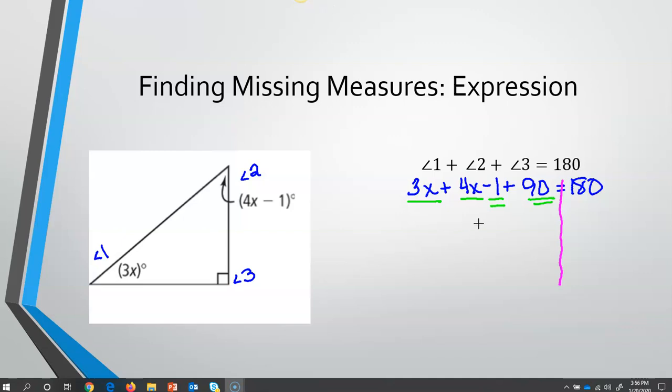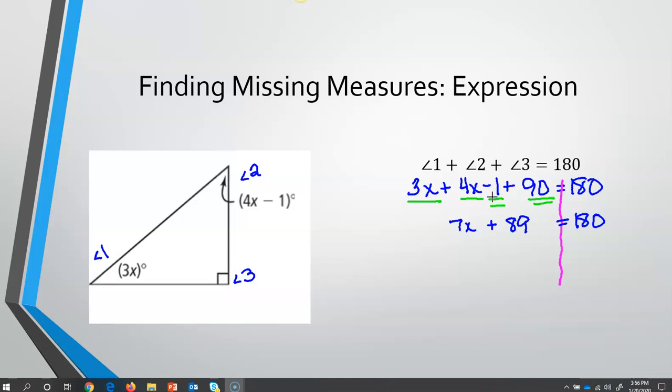Now pay attention to signs, very, very important. So 3x plus 4x is going to give me 7x. Now this is where I want you to pay attention. Notice it's a minus 1, it's a negative 1 plus a positive 90. So it's not going to become 91 because it's really a positive 90 subtracting 1 means it's positive 89 that I'm given there. And then I'm going to still equal 180 since that's all I have on the right-hand side. Okay, so I've done like terms.